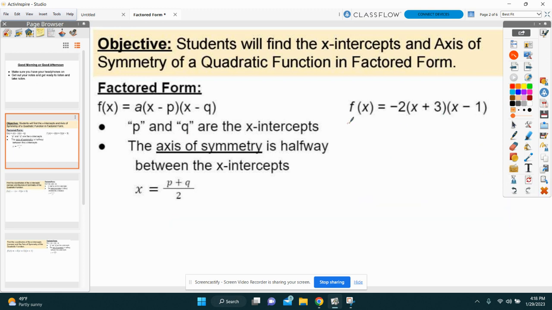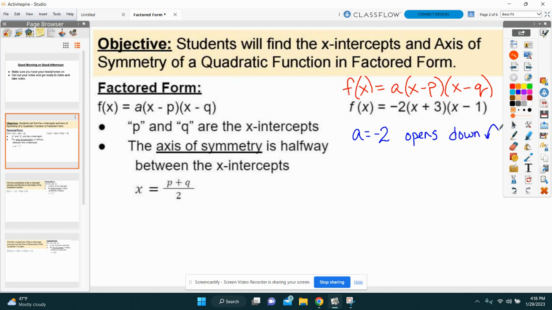So let's go ahead and use the problem that you have on the notes that I gave you. This problem right here is in factored form: f of x equals a times x minus p times x minus q. With this, we can label our A. A is -2. And if our A value is negative, we know that the graph is going to open down. It looks something like that, opening down, because it's negative.